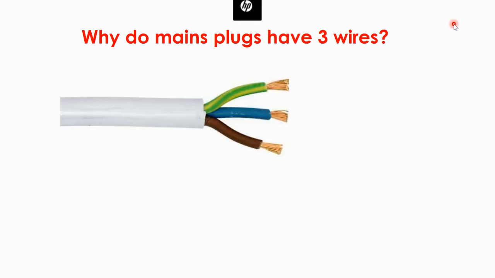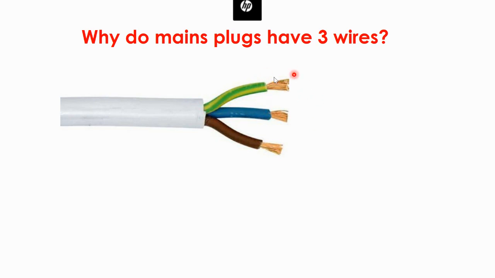Mains electricity. So if you took a standard cable, and of course you're not going to do this, but if you did take a cable and you cut it up, you would see inside these three wires. The reason there are three is because the brown one is the live wire. So this is the one that is connected directly to the electricity, 230 volts. The blue one is called neutral. It's 0 volts. It's the return wire, so it completes the circuit.